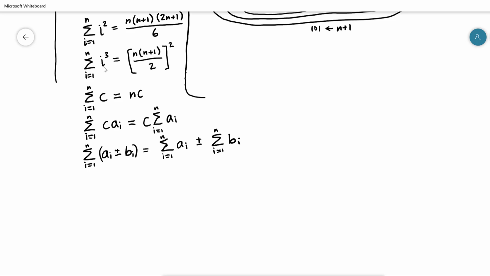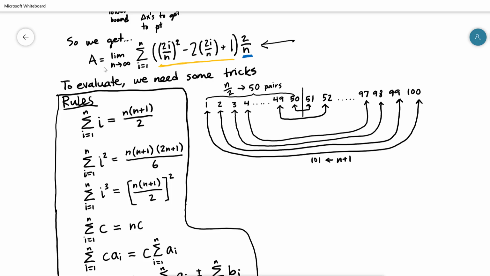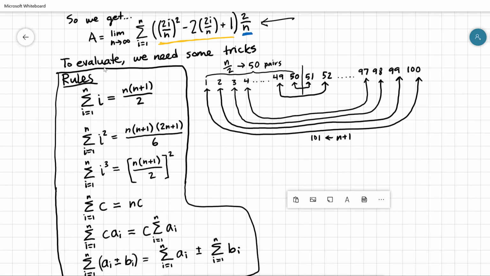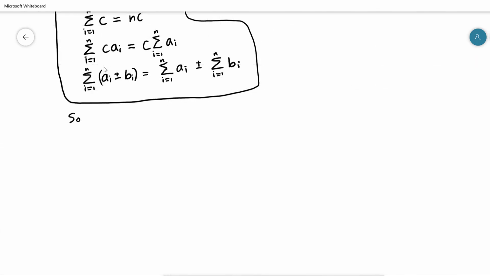So here are now all of my rules, just so we can manipulate these things. And we're going to apply all of these rules now to this example right here. So let's try to do that. When it's all said and done, first things first, I've got my limit as n goes to infinity. I don't want to forget that limit. We'll evaluate it at the very end.